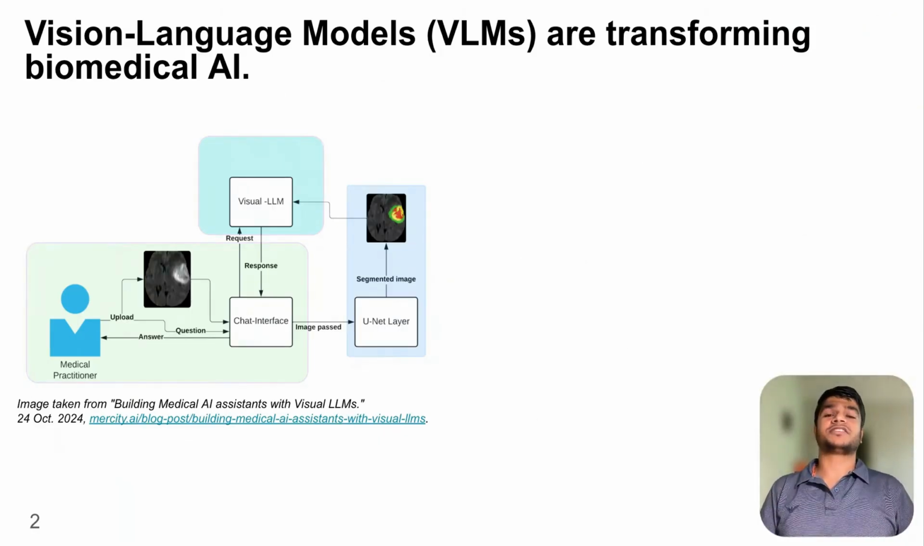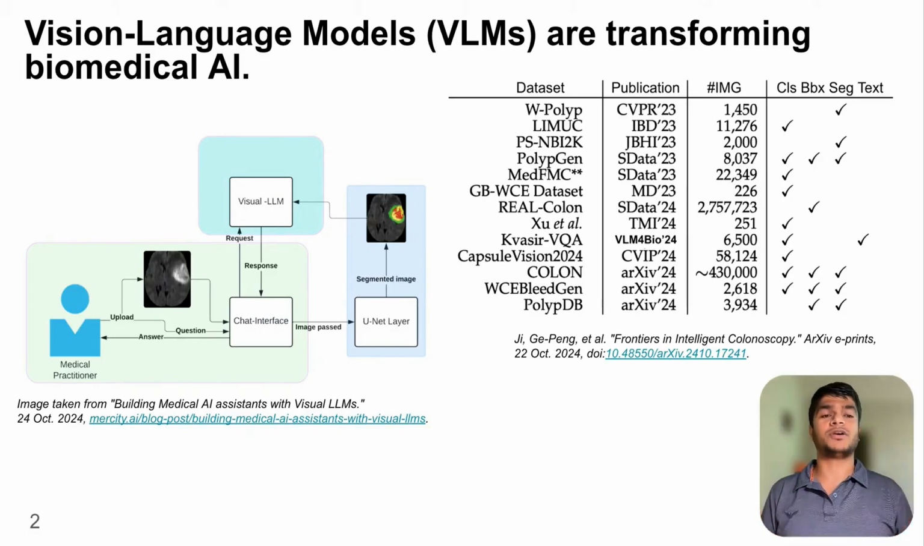Over the last few years, vision language models have really changed the way we approach biomedical AI. These models combine images with text, which is exactly how doctors work. Doctors don't just look at an image, they also rely on reports, notes, and reasoning. But in gastrointestinal, the datasets we have had so far are quite small and they don't really capture the complexity or the messiness of real clinical cases. That's the problem we want to tackle.